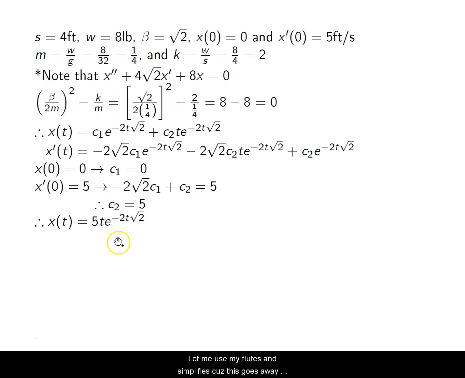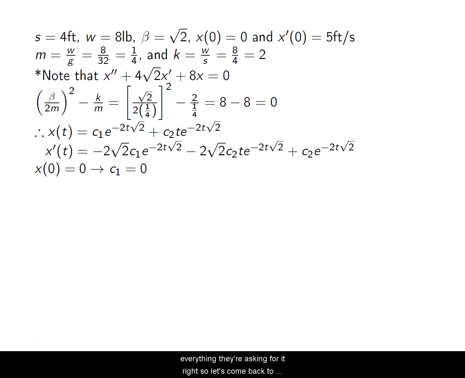Okay, so that means my solution simplifies because this goes away because c1 is 0. So I got c2 t e to negative 2t root 2, but c2 is 5, so I got a very nice solution here, and that's my answer. Okay, now I'm not done because that's not everything they're asking for, right?